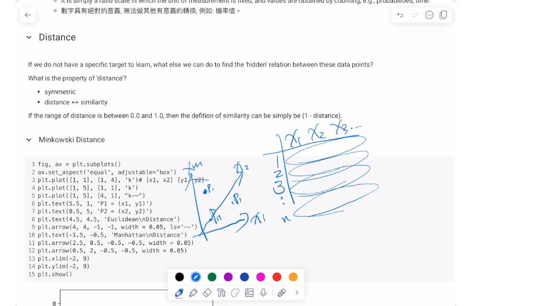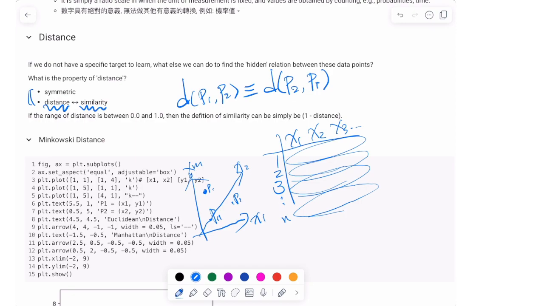So it is very straightforward. We can use distance to evaluate the relationship between each data point. For a distance function, there are two important properties. The first one is symmetry. That means the distance between point 1 and point 2 should be the same as the distance between point 2 and point 1. Sometimes the distance function is asymmetric, but most of the time they are symmetric.